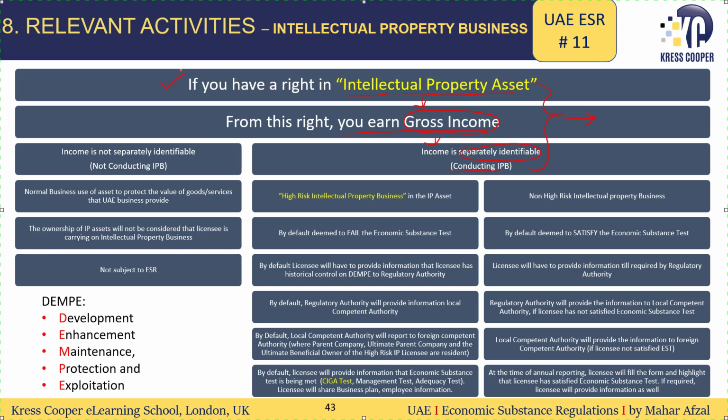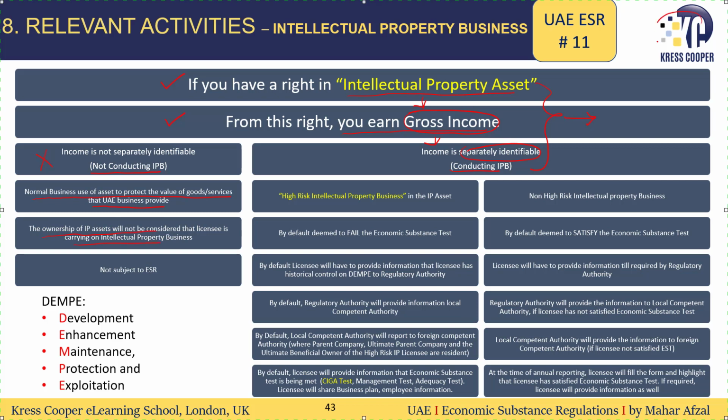If A is being fulfilled, B is being fulfilled, but in the third category, income cannot be separately identifiable, then it will be considered that the licensee is not conducting intellectual property business. It means the licensee will not be earning separately identifiable income. It will be considered that the licensee is using the license, patent, trademark or intellectual property for normal business purposes. Might be this intellectual property will be creating intrinsic value in the business.